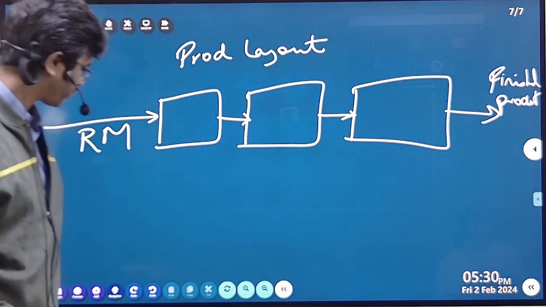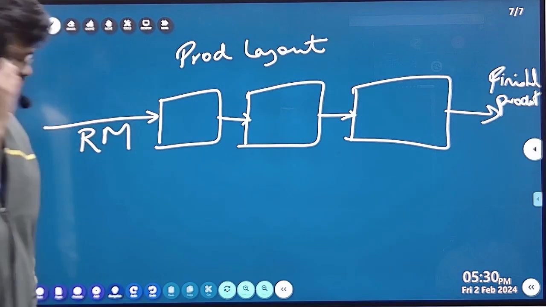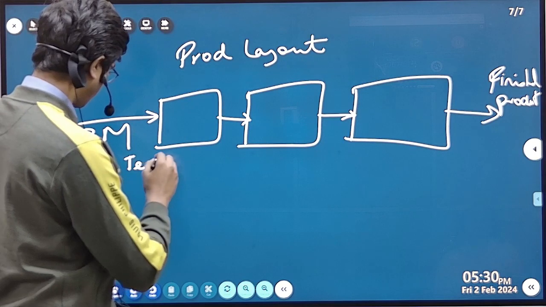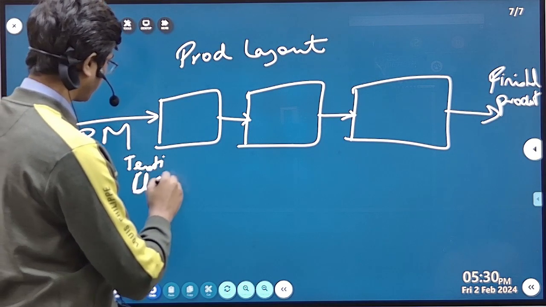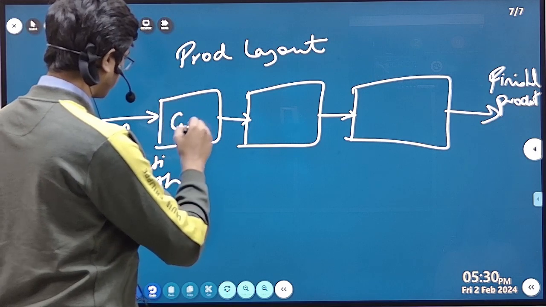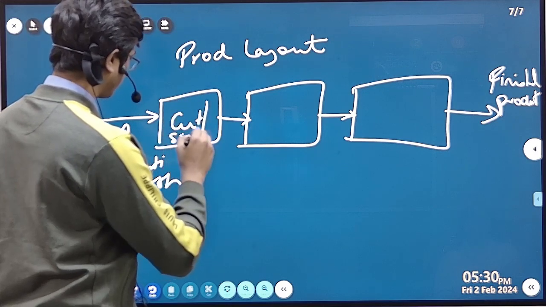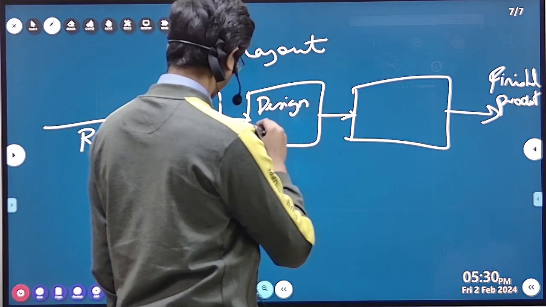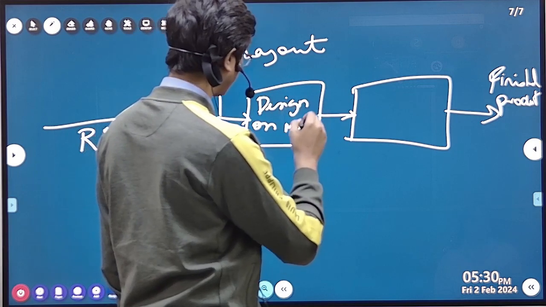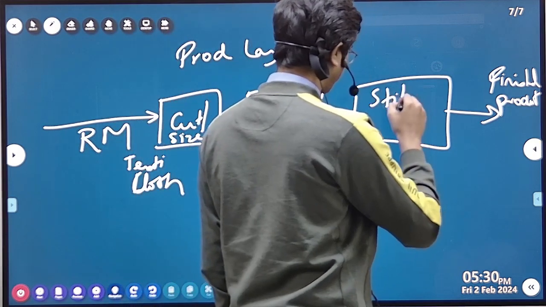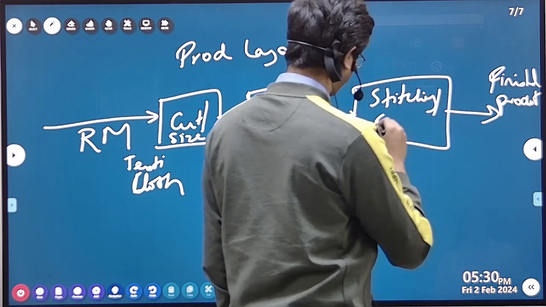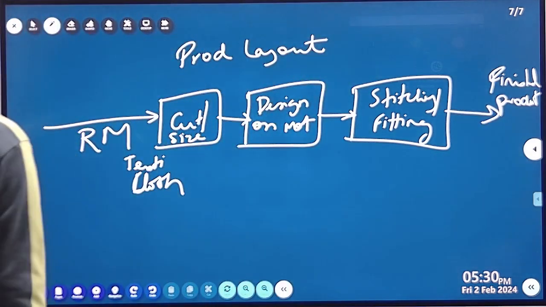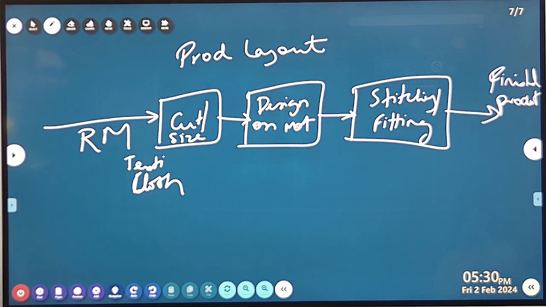So taking the example of furniture, or maybe a cloth manufacturer or something. So here you get all your textile, cloth material or something, and here maybe they'll probably cut it or size it, okay, and here probably they will have some design on the cloths or something, design on the material, right? And here probably you will have stitching and or fitting, and then you will get your finished product out, right? So this is your product layout.